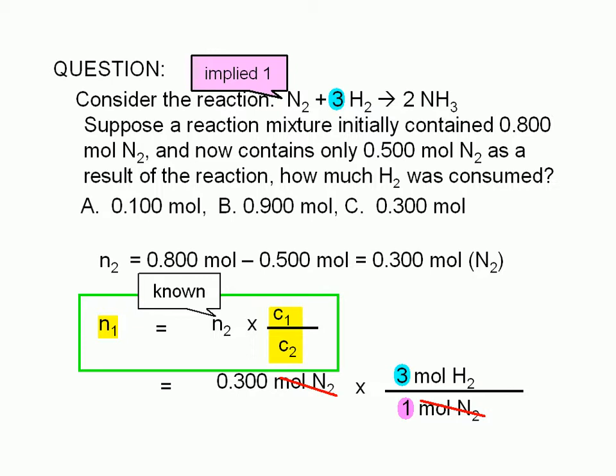0.900 moles of hydrogen. Note that we keep 3 significant digits in our answer since the least precise term in our calculation, 0.300, has only 3 significant digits. The numbers 3 and 1 in the conversion factor are exact. Therefore, the correct answer is B.